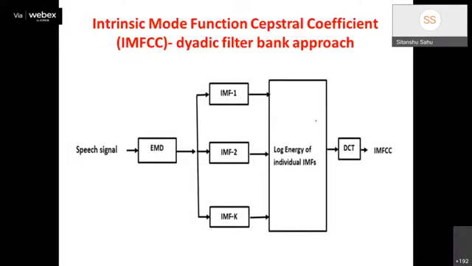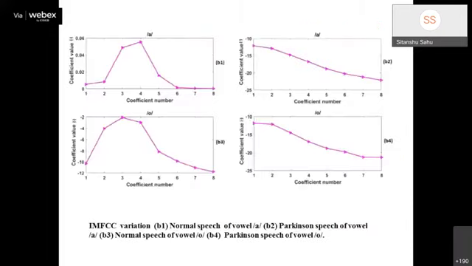Okay, so then using these IMFs, we devise another feature which is called intrinsic mode function cepstral coefficient, and this is a flow graph. We first divide the signal into different intrinsic modes and take the log energy of these IMFs, then take the discrete cosine transform that forms a new feature called IMFCC. And if you look at the energy of the different IMFCC coefficients, again there is a clear pattern in the variation of the Parkinson as well as in the healthy speech.